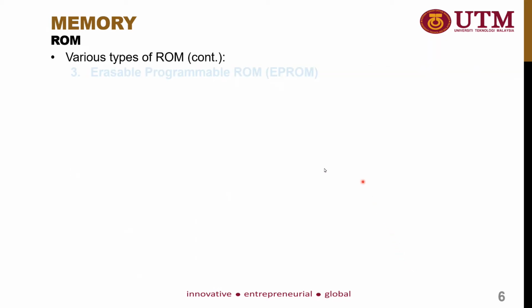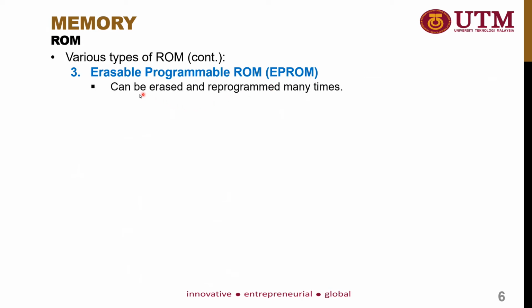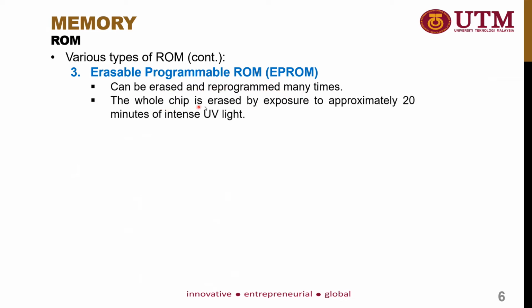So the next type of ROM is the Erasable Programmable ROM, EPROM. So what is actually EPROM? In EPROM, it can be erased and reprogrammed many times. The whole chip is erased by exposure to approximately 20 minutes of intense UV light. So in order to erase the information inside the EPROM, you need to expose the device to approximately 20 minutes of intense UV light.